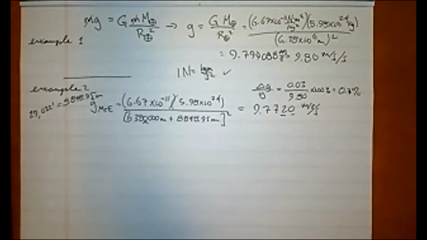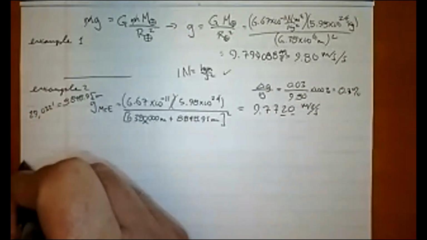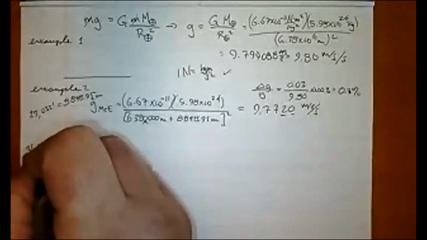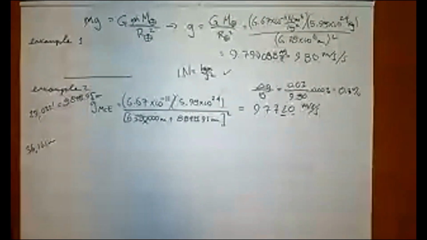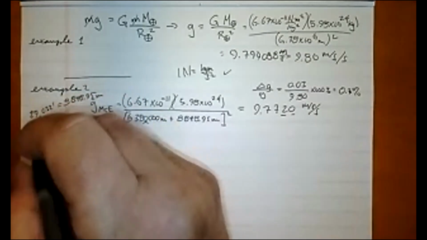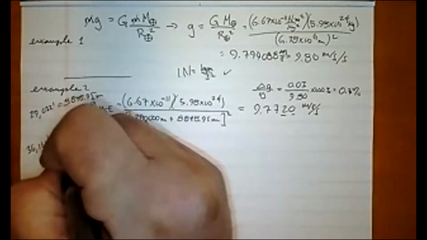Okay. So at the top of Mount Everest, the gravitational acceleration got smaller. At the bottom, the deepest part of the ocean, anybody know the name of that one? Mariana Trench. Yeah, it's the Marianas Trench. And that's 36,161 feet deep, which is going to be 11,021.9 meters.